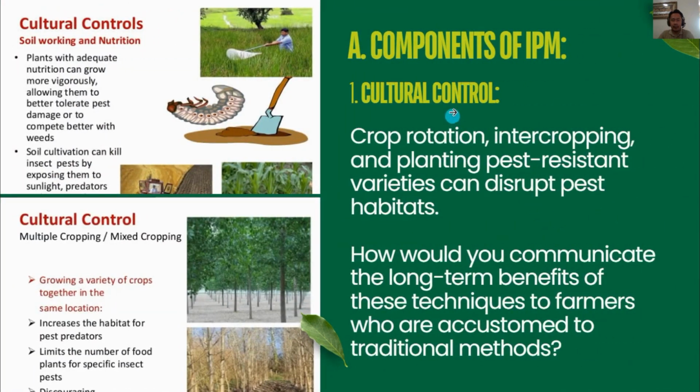So, a component of IPM, number one, is cultural control. For example, crop rotation, intercropping, and planting pest-resistant varieties can disrupt pest habitats, so they will not multiply rapidly because their environment is not conducive to their growth. So their cycle is delayed or postponed because of these rotations or the cultural controls that you are using.